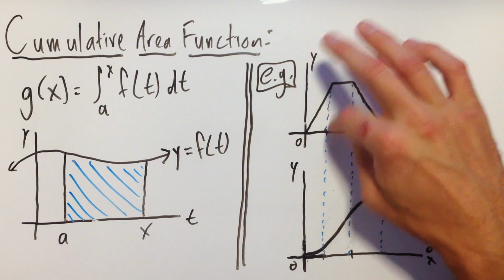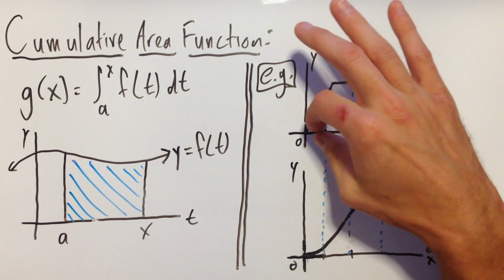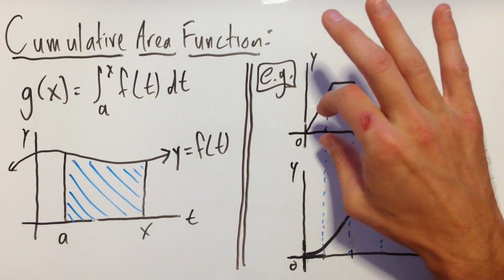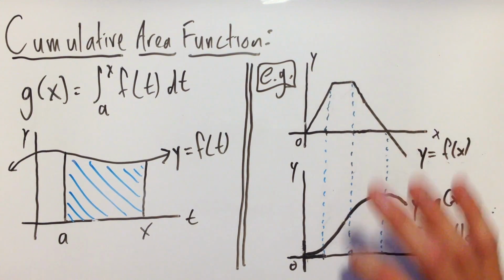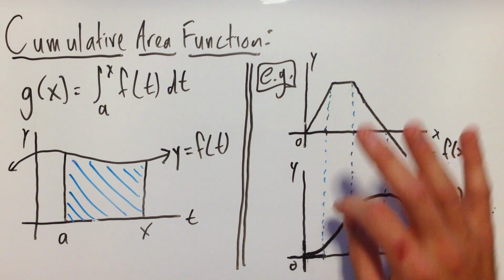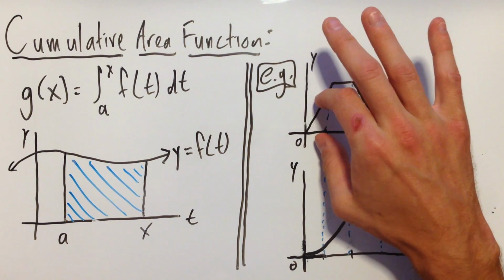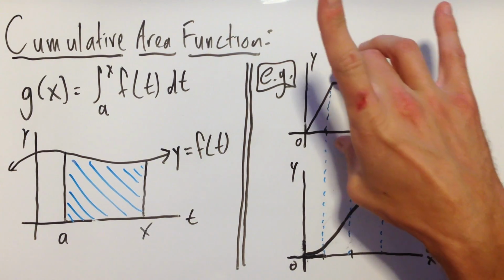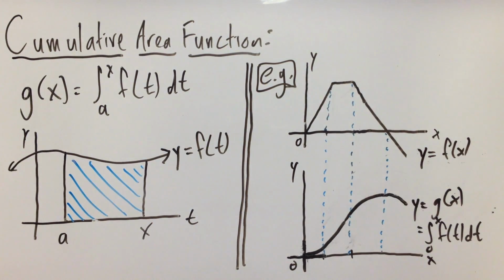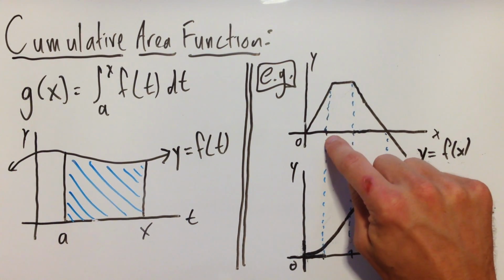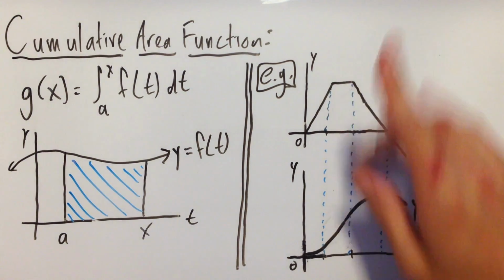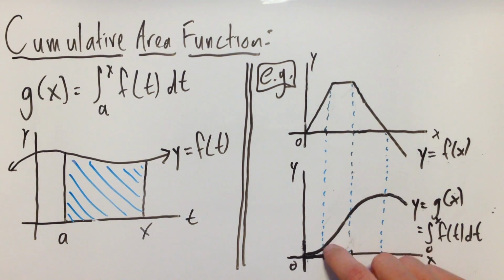Between 0 and this first dotted blue line, since the function is increasing, each incremental bit of x will produce more and more area as x moves to the right. That's why the slope here is increasing. As I move to the right, the little bits of area that I'm adding are getting bigger and bigger. Until I get to this first blue line, here the function f of x is constant. So as x moves to the right, each incremental bit of x adds the same little bit of area to my cumulative area function. So the graph looks like it has a constant slope.